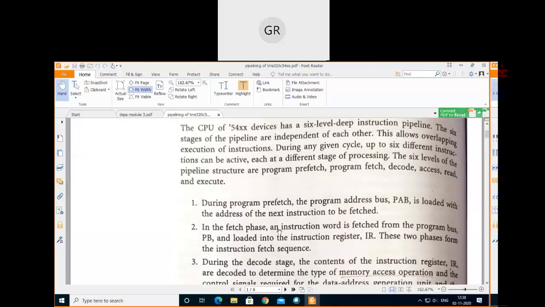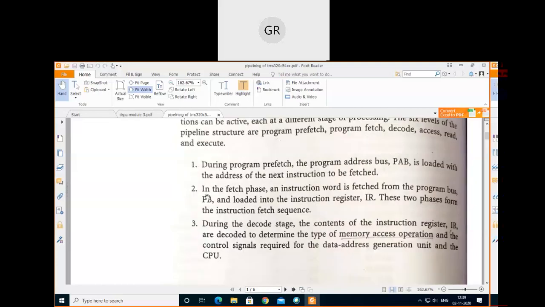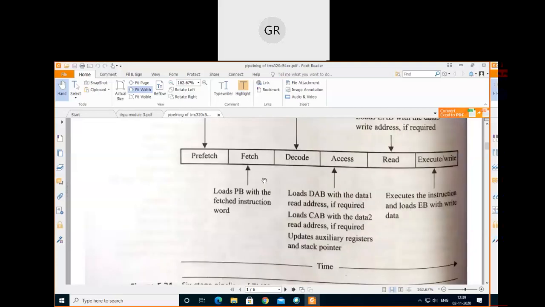First, during program prefetch, the program address bus, that is PAB, is loaded with the address of the next instruction to be fetched. That is the operation of the program prefetch. Then the next phase is fetch.